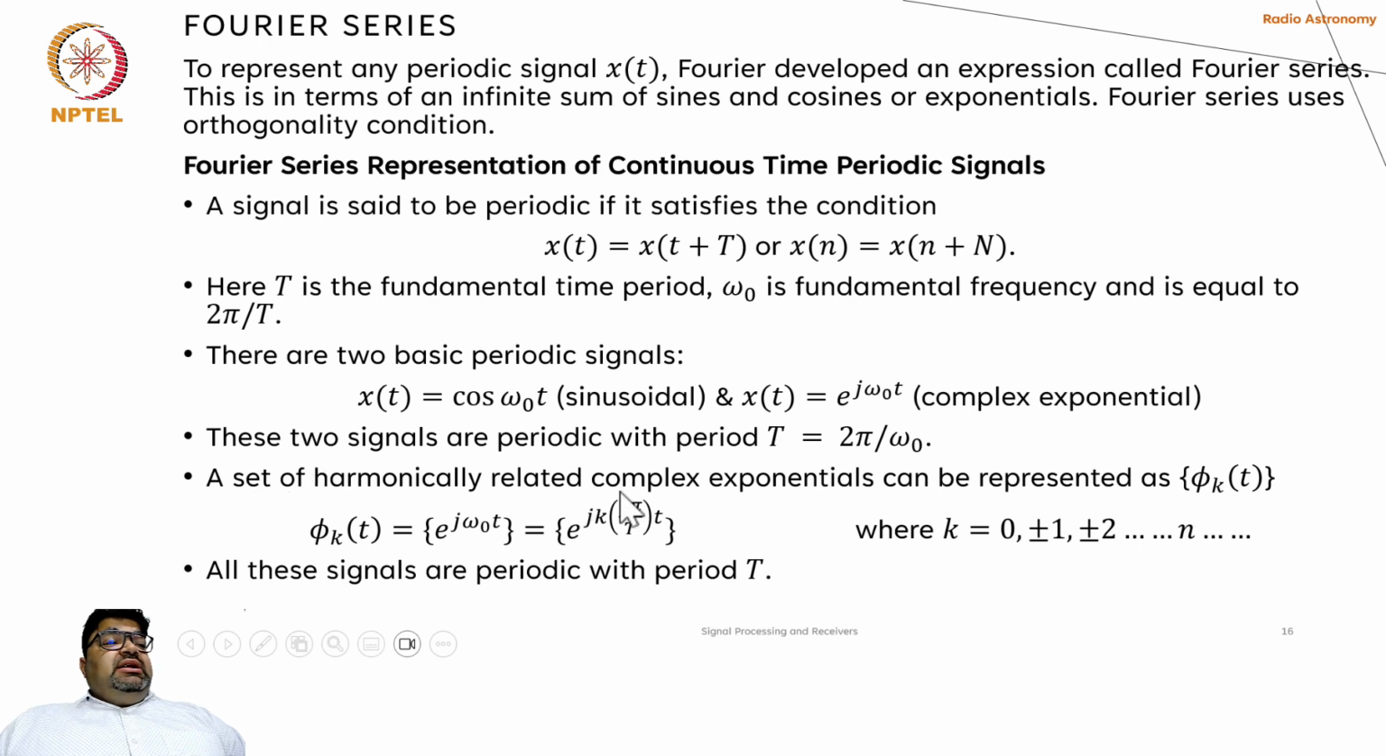A set of harmonically related complex exponentials can be represented as phi k(t), which involves e to the power j k omega naught t, where omega naught can also be represented in terms of capital T as 2 pi over capital T. So k can take any integral values, positive or negative, and 0.